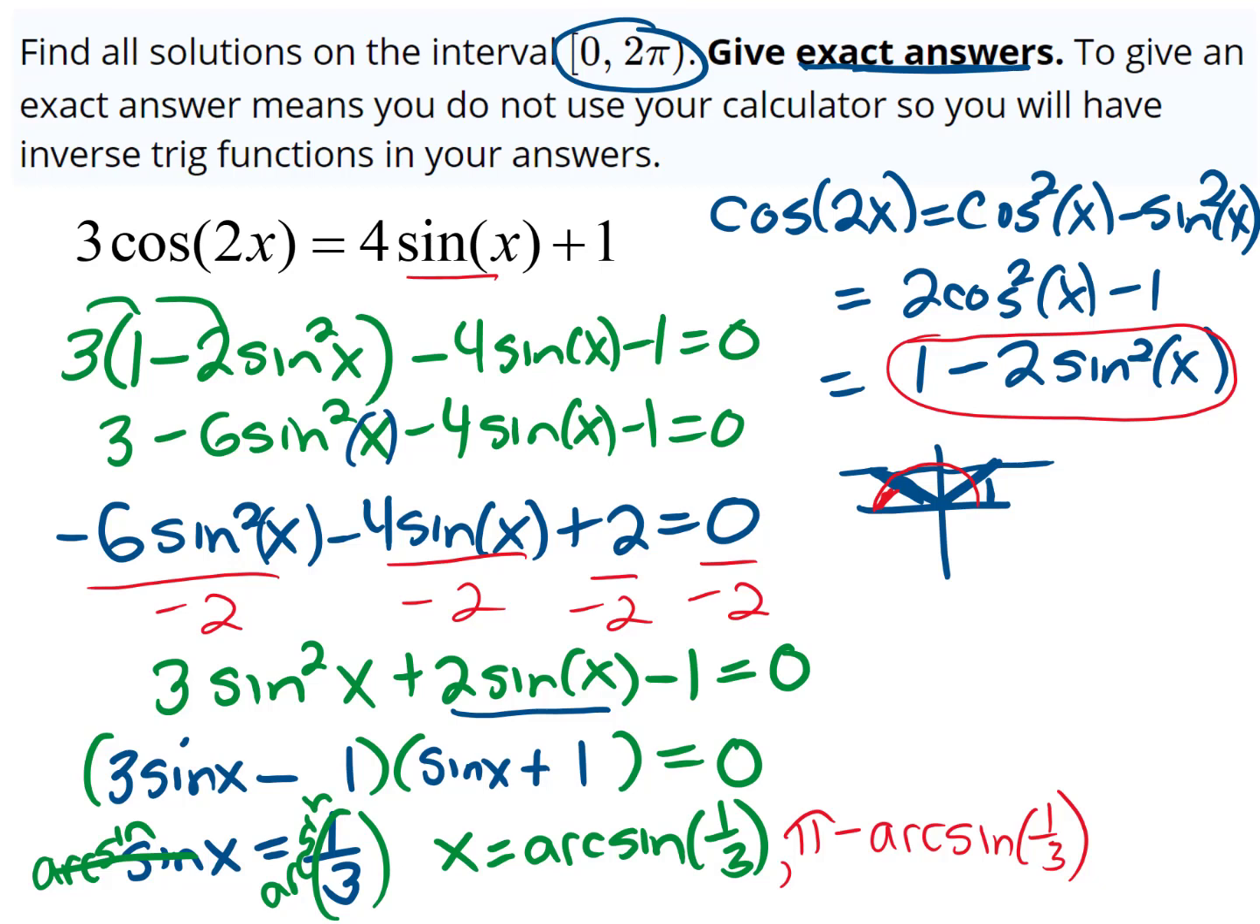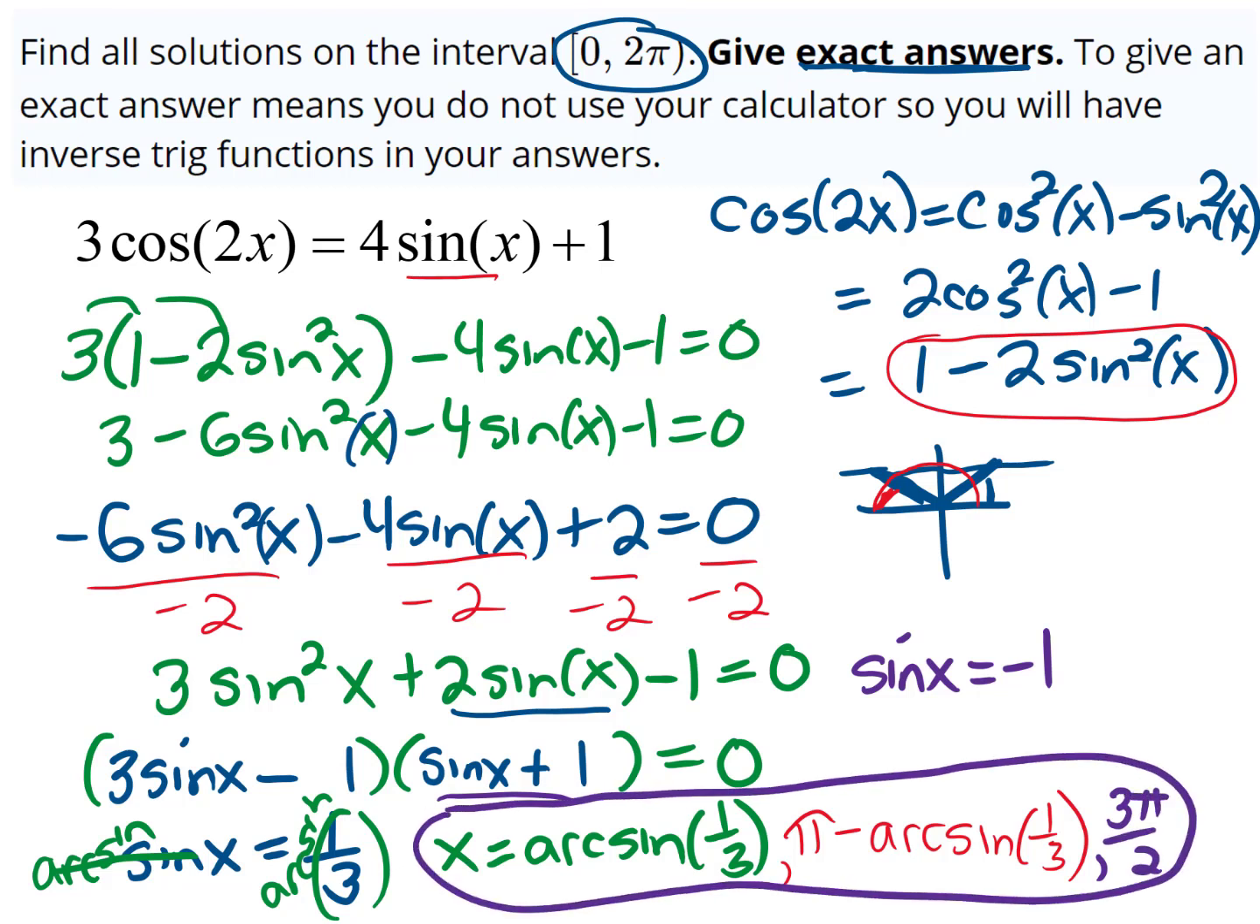Now let's go to our second equation, and if I put that equal to 0 and I solve it, I would get sine x equal -1 when I move that 1 over. So where between 0 and 2 pi is the sine -1, and that would be at 3 pi halves. So I've got three solutions here, and because they were not unit circle values, I just list them in terms of the inverse sine or arcsine function.